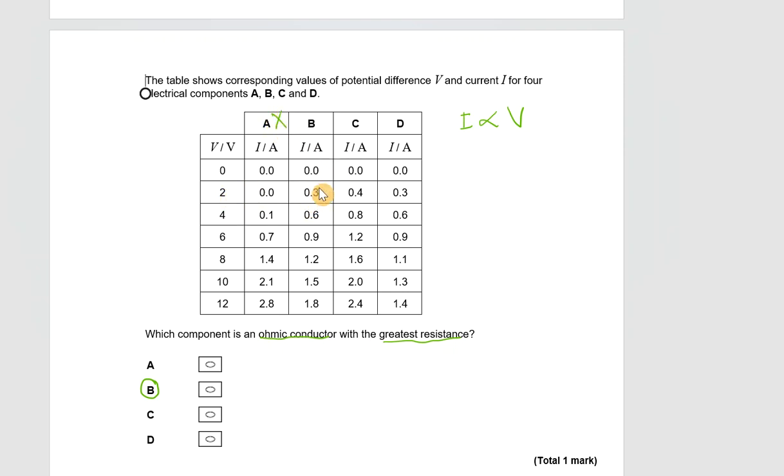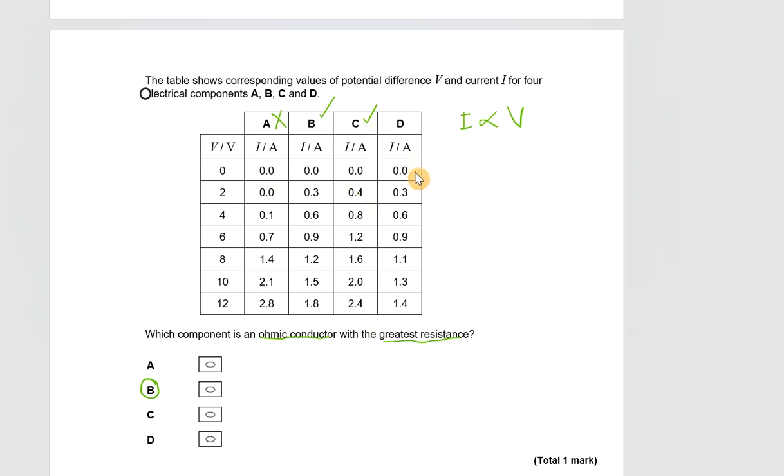2 to 4, that doubles. 2 to 6, 3 times, yeah, 3 times. If you follow all these all the way down, B definitely works: if we double the potential difference, triple the potential difference, the current follows the same pattern. C, if you check it out, you'll see that also, again, doubling the potential difference doubles the current. 4 times the potential difference, 4 times the current, so C is a possibility.